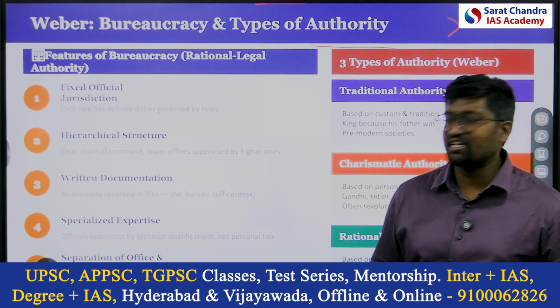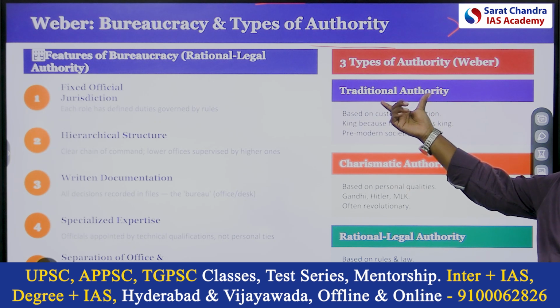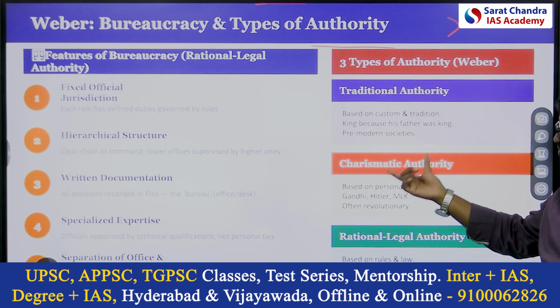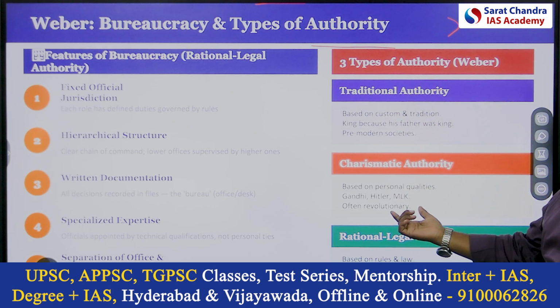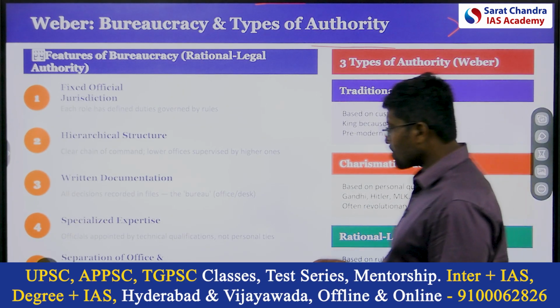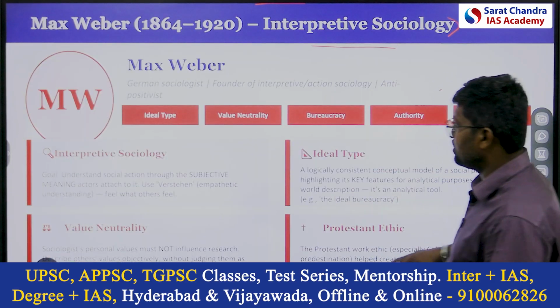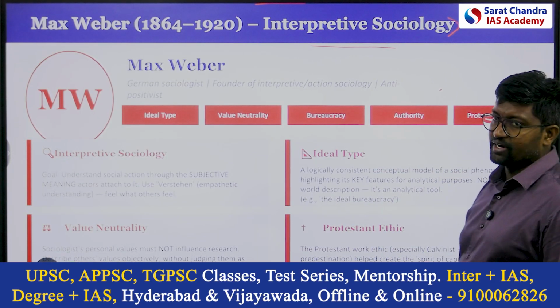So in the present context, we have this legal rational authority. In ancient society, we have traditional authority. In ancient and present society also, we have charismatic authority. So this is how Weber talked about different types of authority. So these are the concepts of Weber.